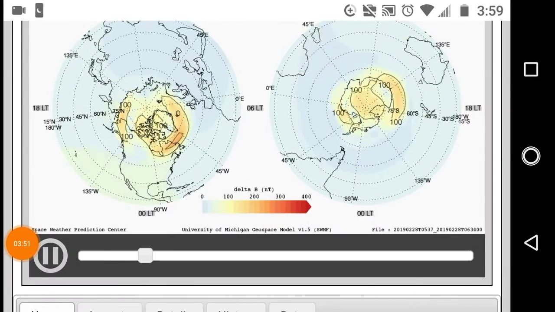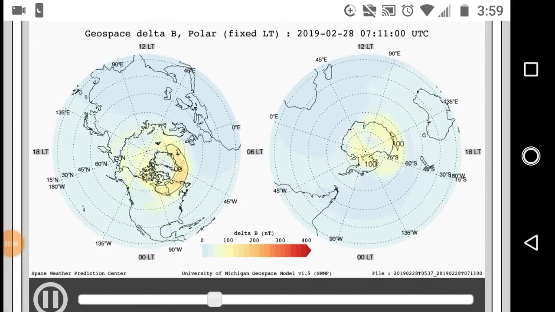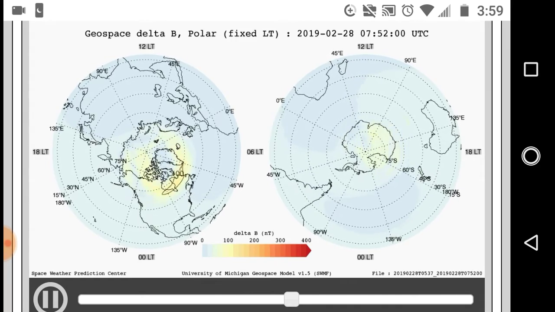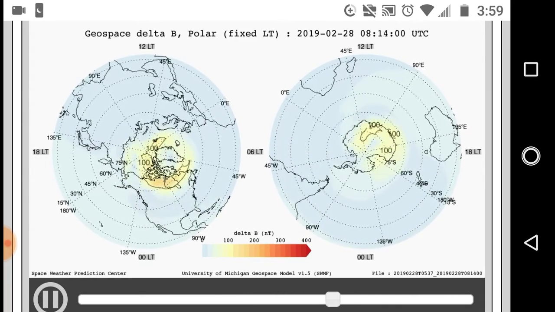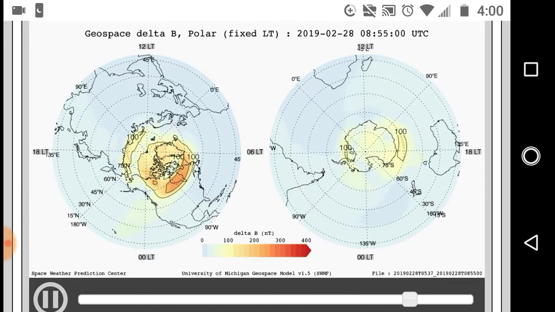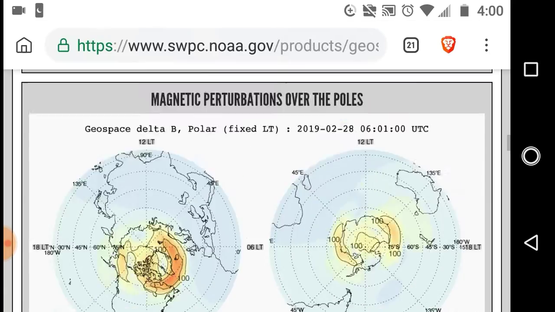And let's go a little closer to home here. Ground magnetic perturbations. We are seeing some significant perturbations here. Keep in mind, these are not measurements of the fields themselves. They are measurements of the change in the fields. That's why it's listed as delta B. Changes in the B field.